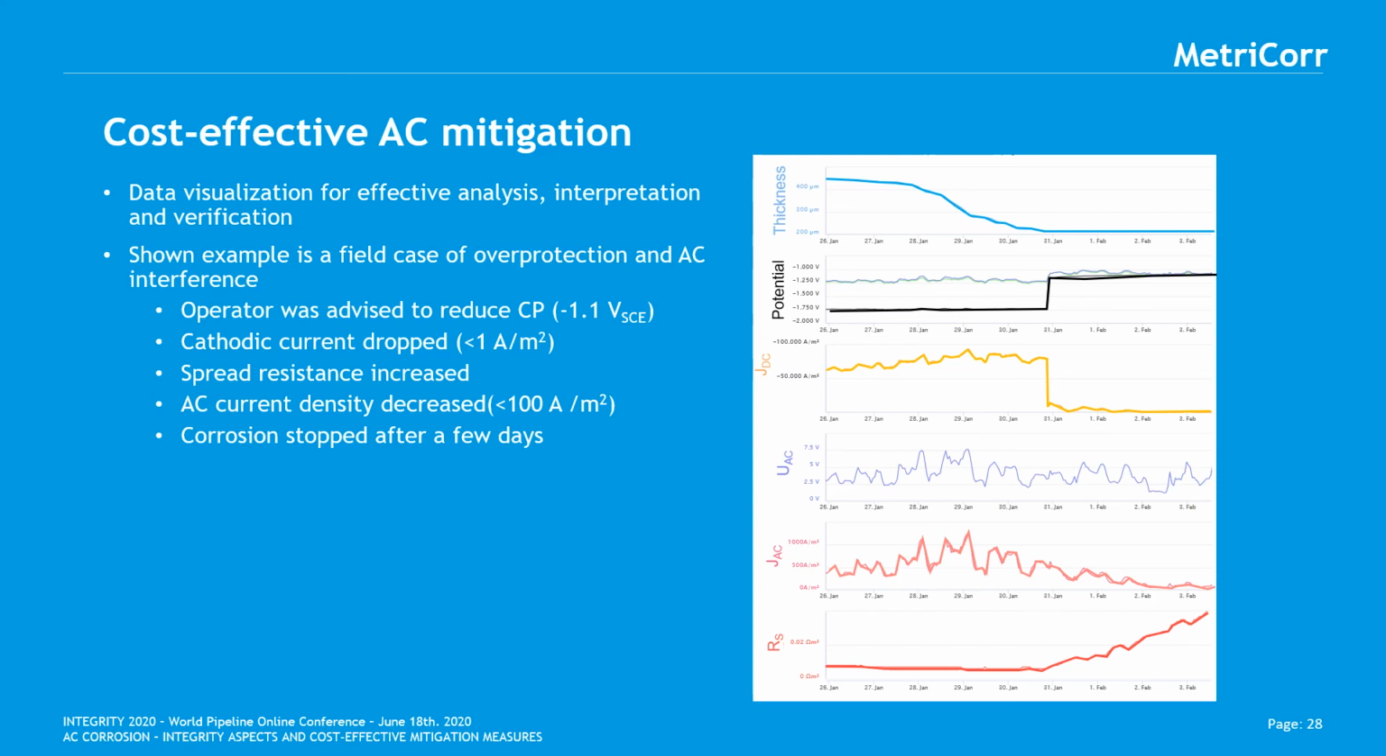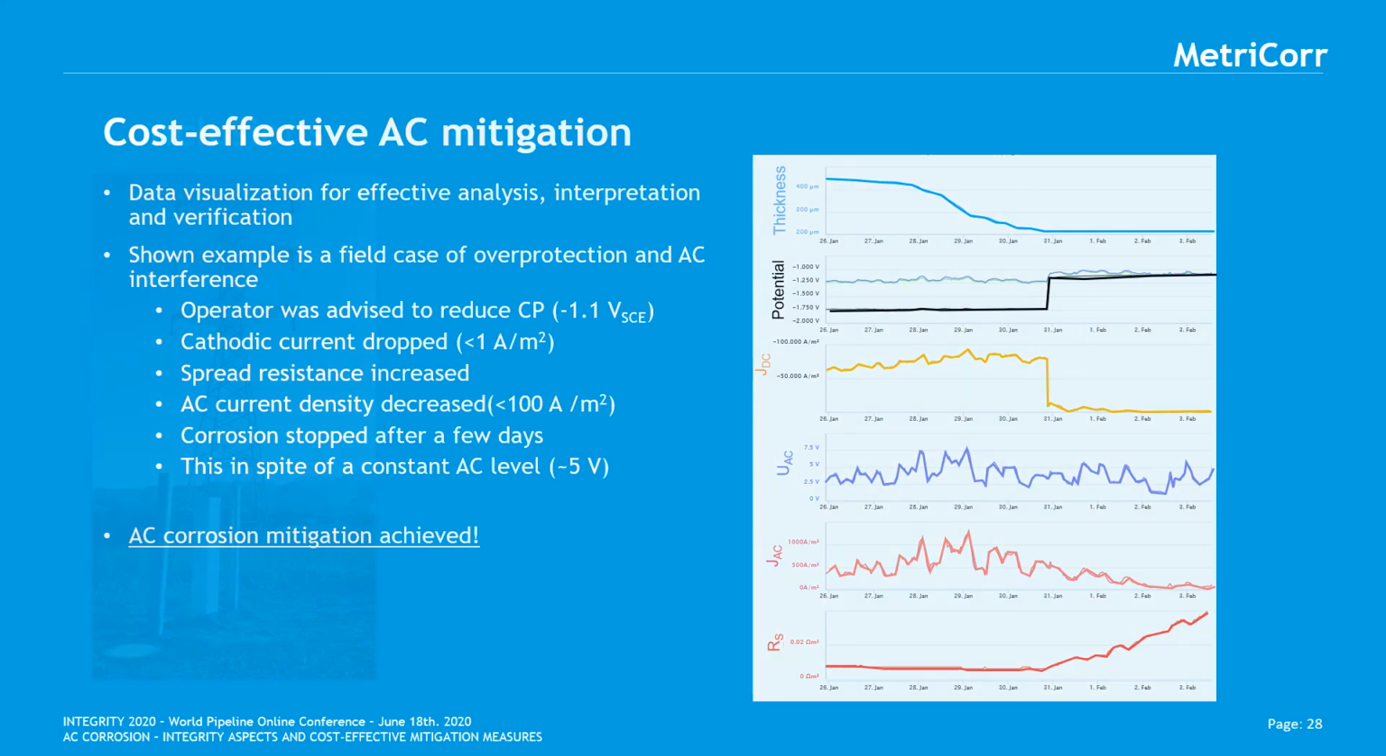Corrosion was stopped after just a few days at this reduced moderate CP setting, and all of this is in spite of a constant AC interference level around 5 volts. In effect, AC corrosion mitigation is achieved, and this is without installation of any grounding devices.